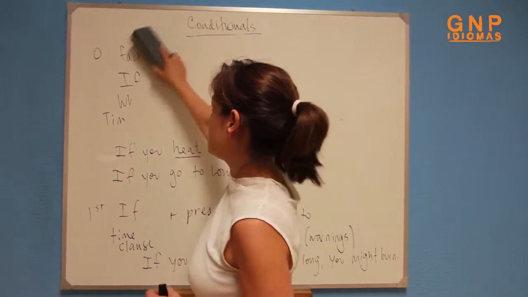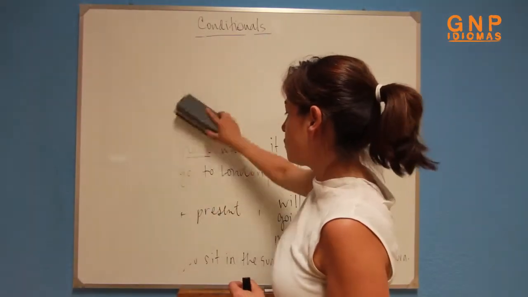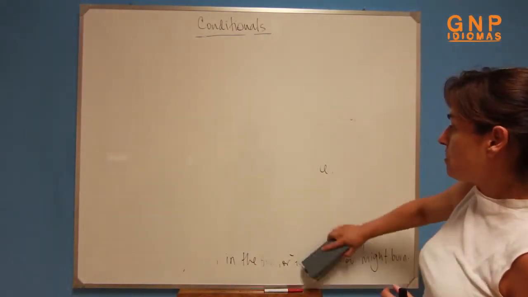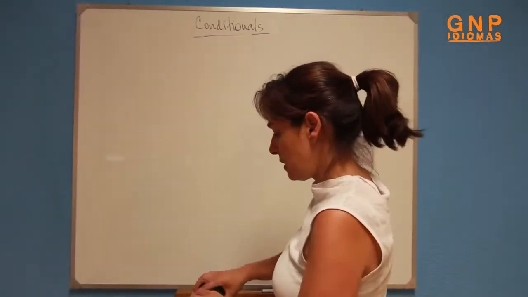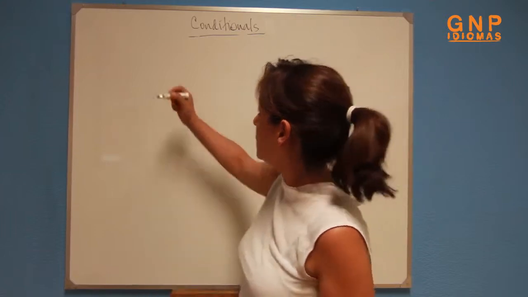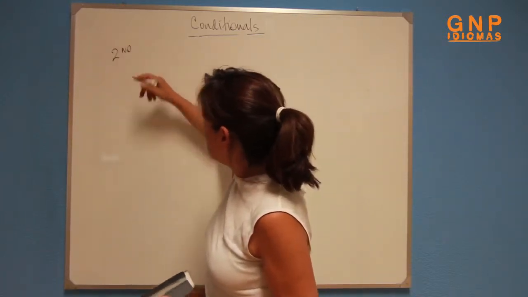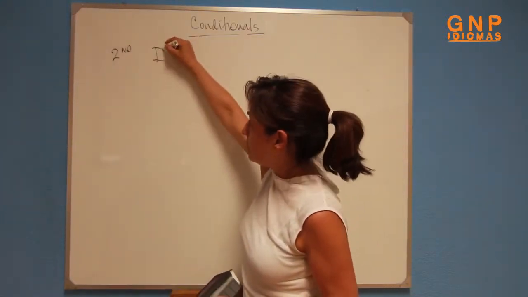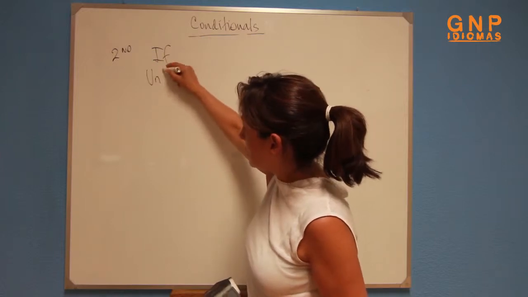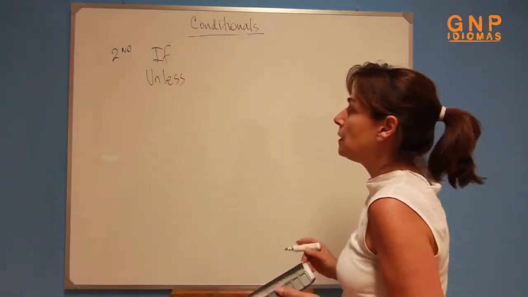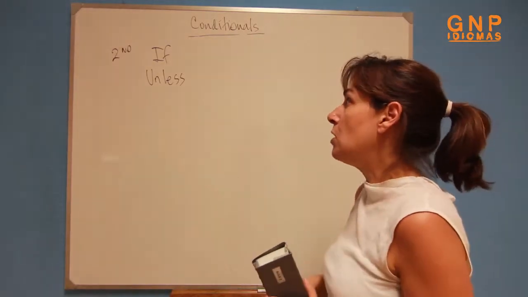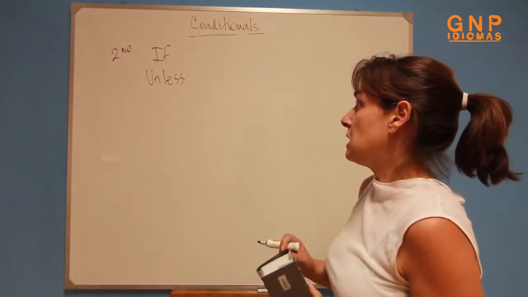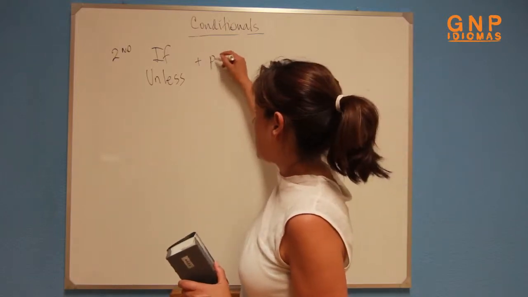Now let's move on to the second and the third. The second conditional is the hypothetical conditional, and it's probably the most common conditional that we use. The second conditional is again if. I can also use unless here. We can use unless in the zero and the first conditional, although it's much more commonly seen in the second conditional. Here I use that with the past simple.